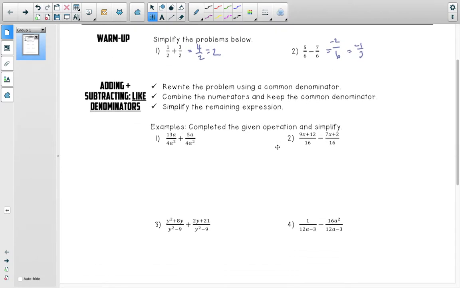All right, so we might have to simplify. So make sure you have the common denominator, and then you're going to combine the numerators because you have the same denominators. And then you might have to simplify like we did in those warm-ups.